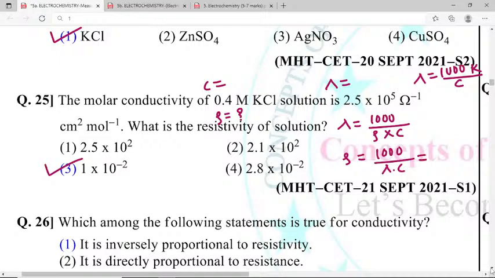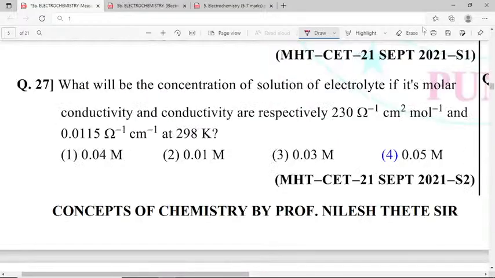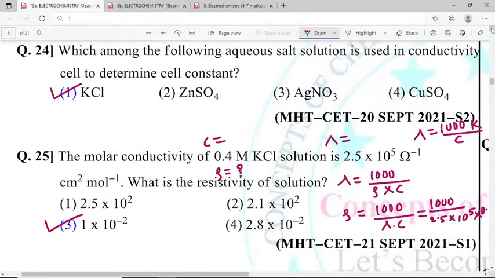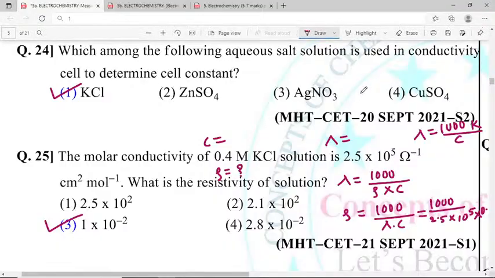Please check: 1000 divided by lambda. What is the lambda value? 2.5 into 10 to power 5, multiplied by 0.4. So 1000 by 10 to power 5 remains as 10 to power minus 2 only. 10 to power minus 2.